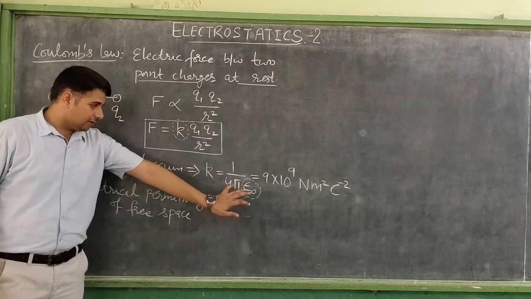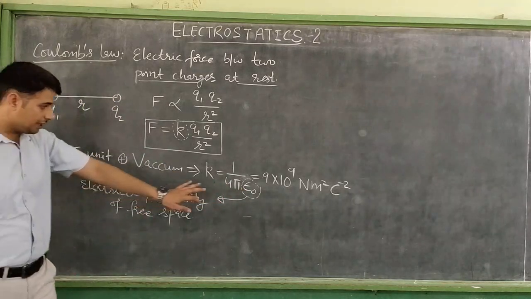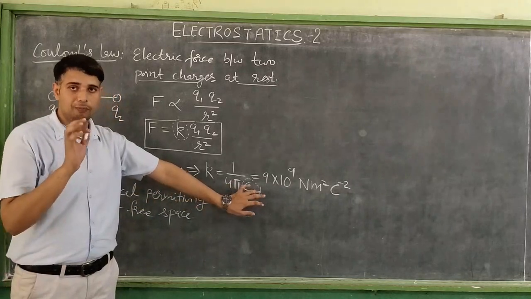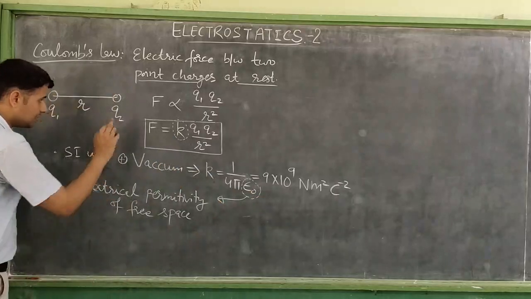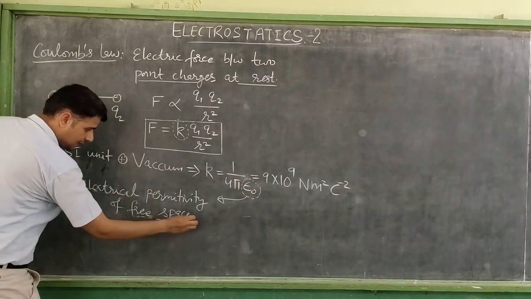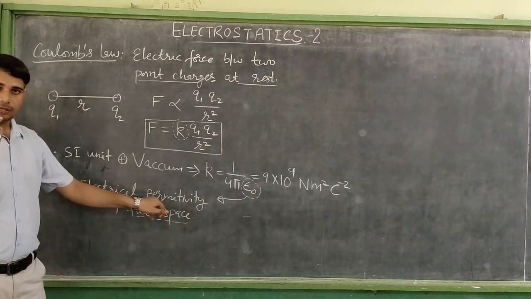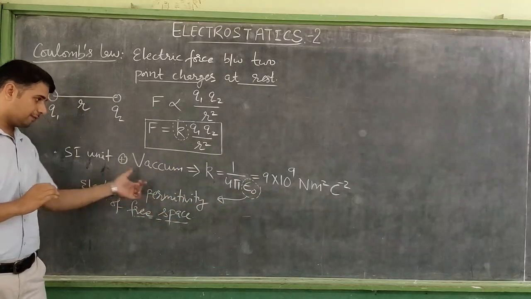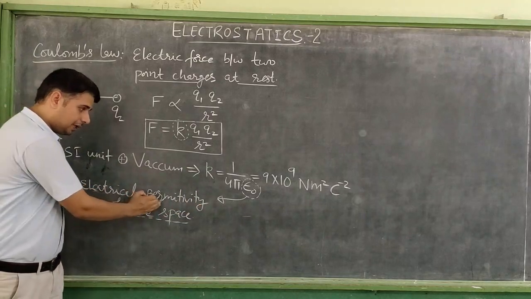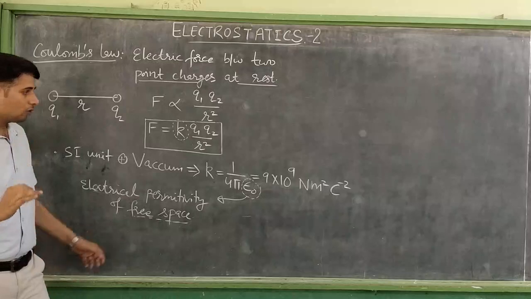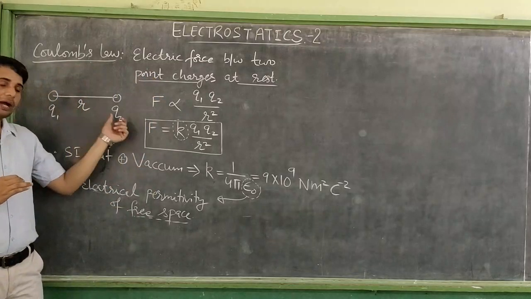So, actually, this parameter, electrical permittivity, is a property of the medium. It depends on which medium we have chosen. In this case, we have chosen free space, that is, vacuum only. Sometimes it is asked what the physical significance of this electrical permittivity is. It simply tells about the magnitude of electric force between 2 point charges.